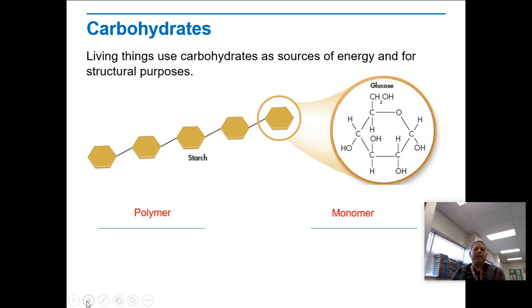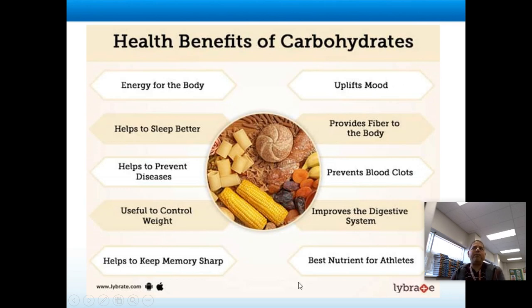What makes carbohydrates a unique carbon biomolecule that all organisms need is that carbohydrates help the body maintain levels of energy. They help you sleep better, they prevent diseases, they help you control your weight, they keep your memory sharp. They're best for athletes. So if you're a runner, a football player, a basketball player, you'll many times have a spaghetti dinner the night before a game, just because it gives you a burst of energy on the playing field the next day.